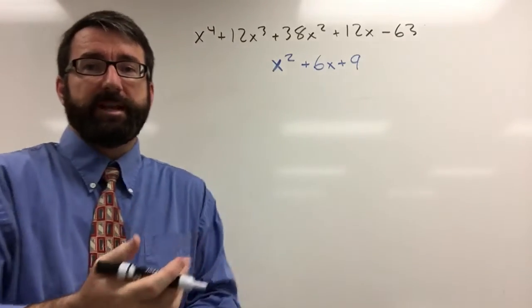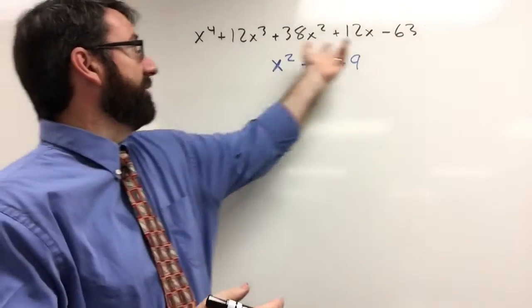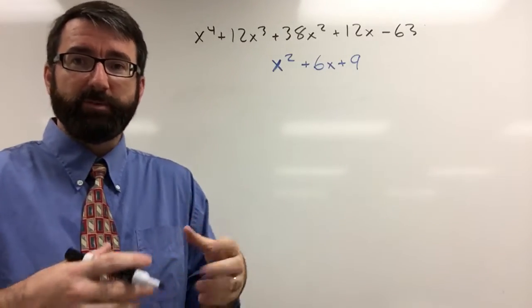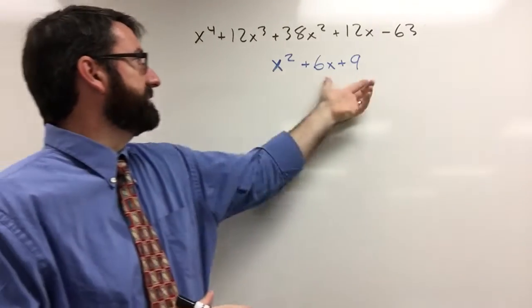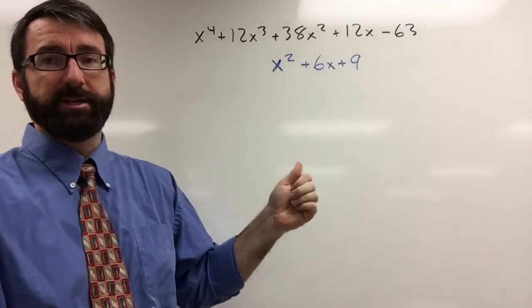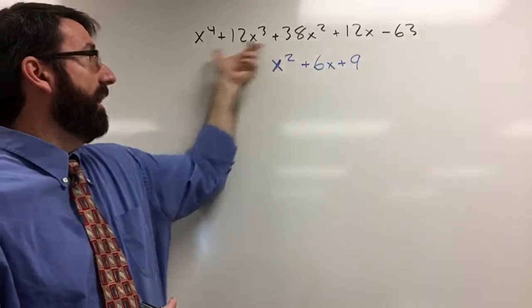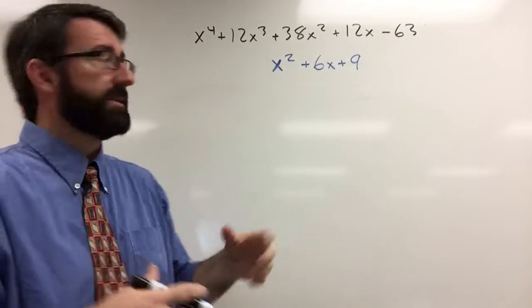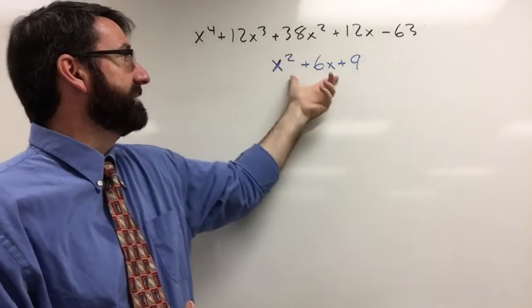All right, number 7 asks us to factor this 4th degree polynomial completely. But it gives us a hint. We're told that this quadratic expression is a factor of this polynomial. So we can begin to factor this by dividing this by this.